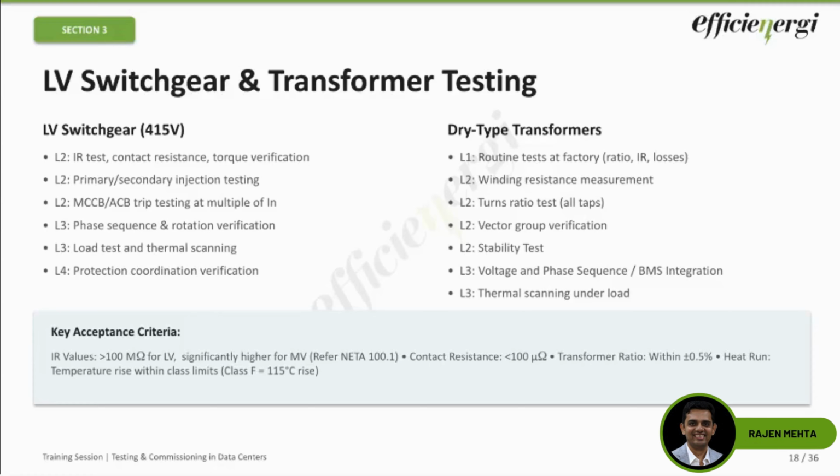Manufacturer will specify his own contact resistance, or there might also be a criterion that unbalance should not be more than say 15% between the 3 phases, which is also checked at times during contact resistance. Transformer ratio, as I mentioned, within plus or minus 0.5%. Temperature rise within certain limits, and so on. So that's the testing tip.